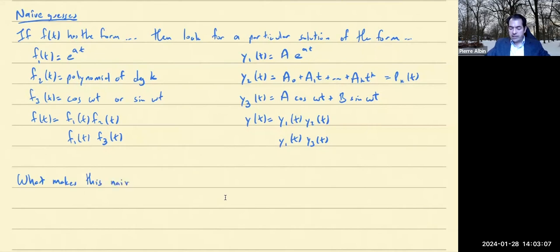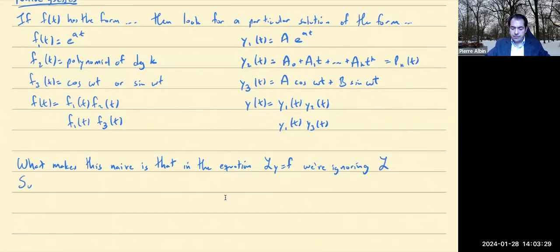What makes this naive is that in the equation that we're trying to solve, Ly equals F, we're focusing on the F and ignoring L, right? So let's do an example where this would lead us wrong.